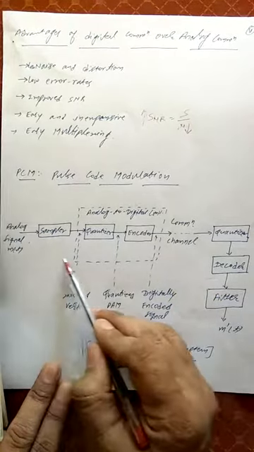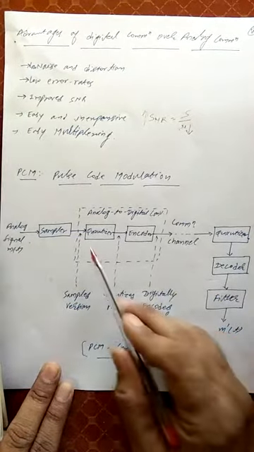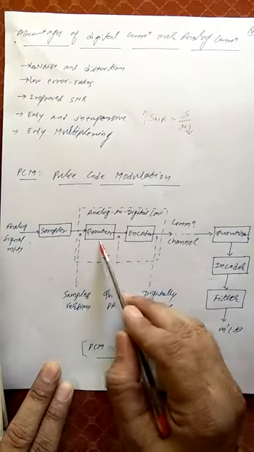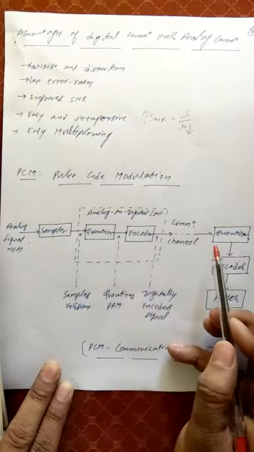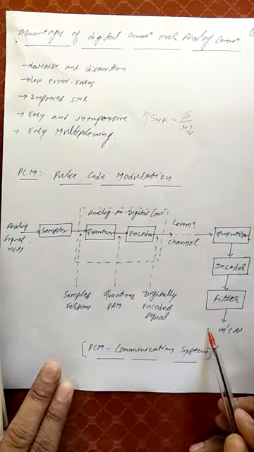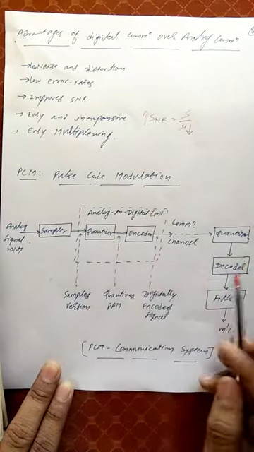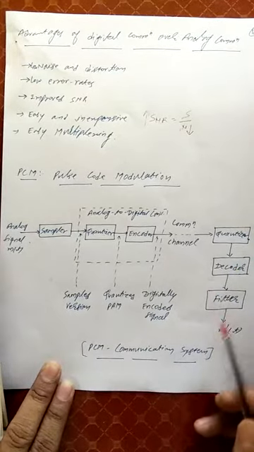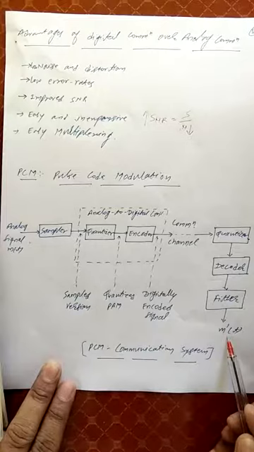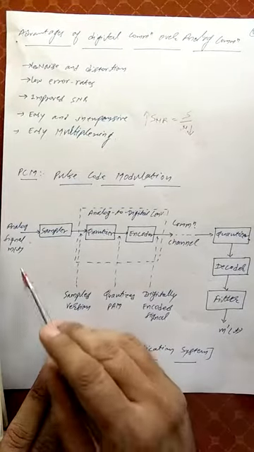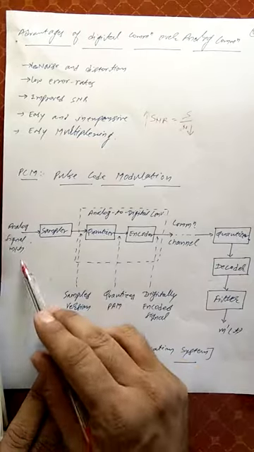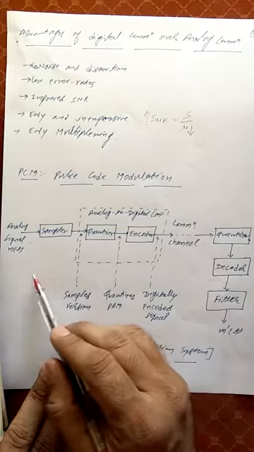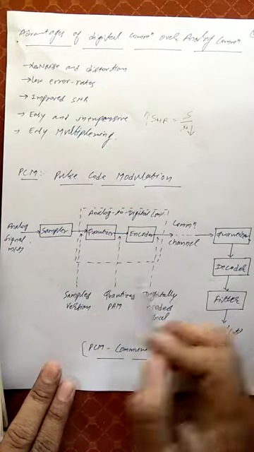This section is the transmitter section of pulse code modulation, consisting of three basic blocks: sampler, quantizer, and encoder. This section is known as the receiver section, consisting of three blocks: quantizer, decoder, and filter, and finally the demodulated signal is output. These are compared: m of t, and the output of the demodulator, m dash of t. First, consider the transmitter section of pulse code modulation.